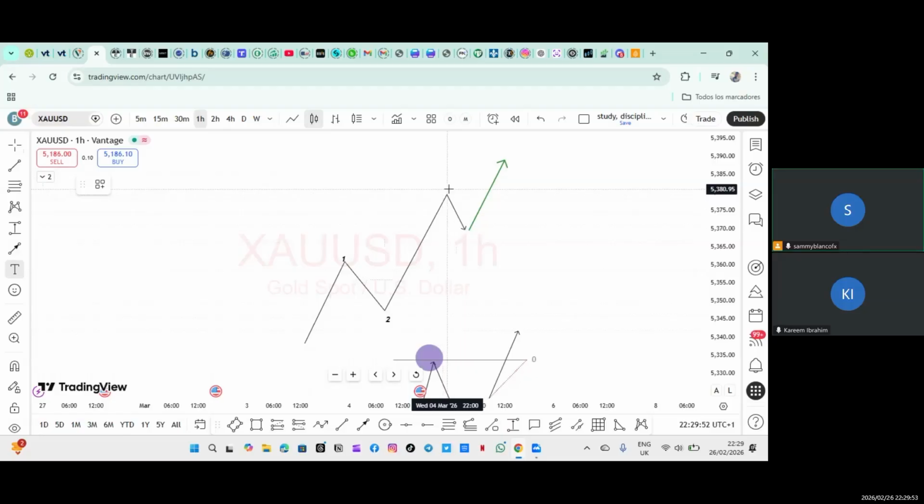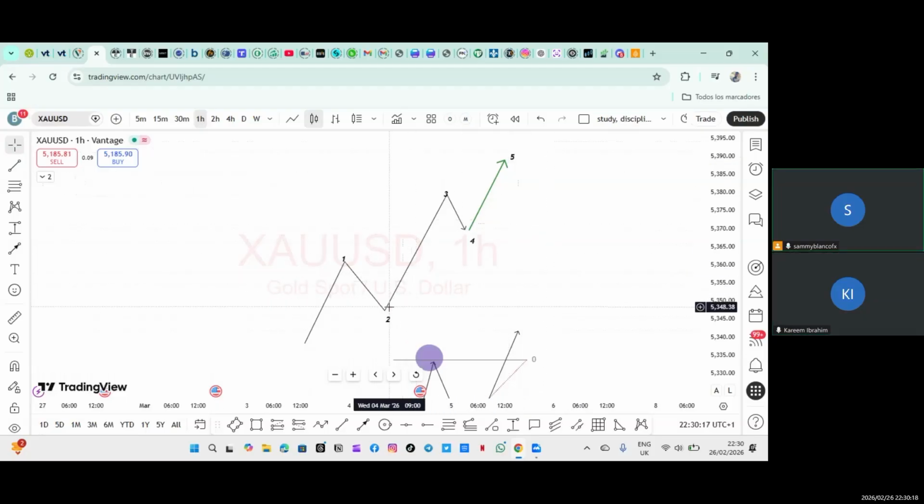Then 3. Remember, always remember, whenever this happens on the lower time frame or on your higher time frame, always remember the structure between that market. That is what you are going to start counting as your wave. I'm going to show everything to you right now.